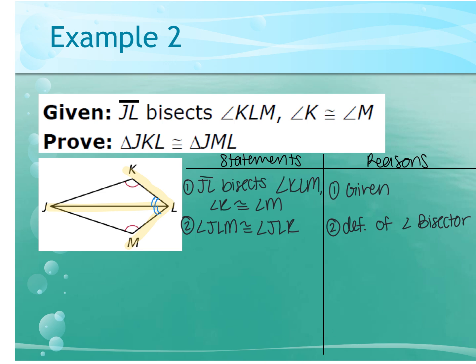What else can I prove? So I have 2 things right now, an angle and an angle. Looking at my diagram, is there something else that I can prove is congruent? JL and LJ. Good. I can go ahead and state JL is congruent to LJ. They're sharing that side. So what would my reason for this be? Reflexive. Good. This is reflexive.